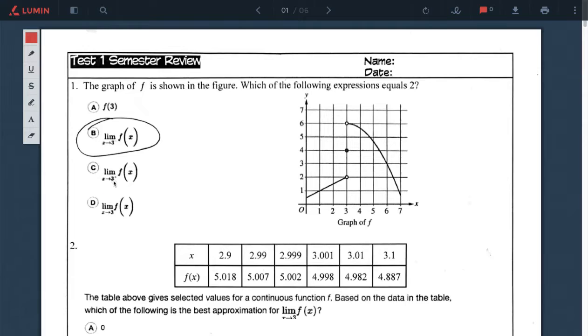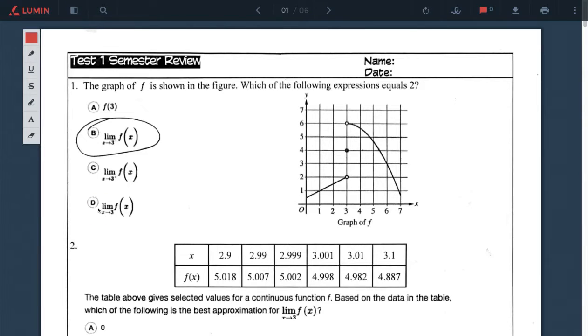Limit as x approaches 3 from the right. So my vertical line at 3 coming in from the right side. This time that would be 6. So the answer to this one is 6. And then the limit as x approaches 3. So that means the left and the right have to be the same. But we just said that the left was 2, the right was 6.